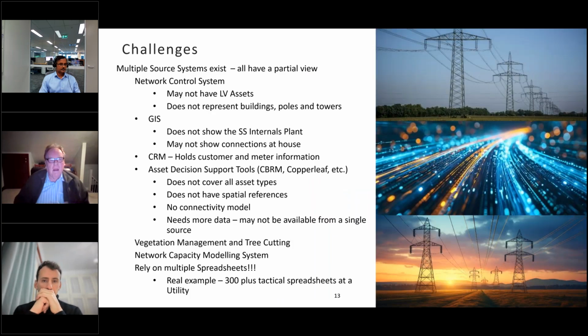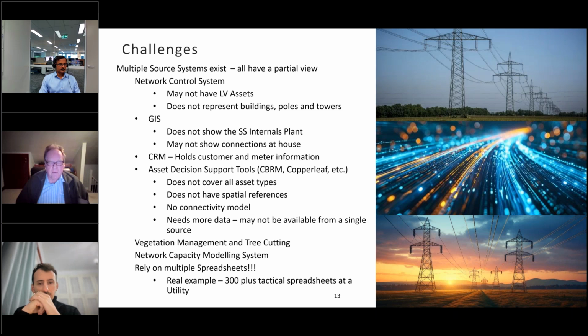So the challenge, they've got many systems. Every time we go into a utility, we see a plethora of systems. They may have a network control system. The network control system may not be complete. For example, some of the utilities I worked on, they don't have low voltage assets in. The network control system doesn't hold things like the buildings, the poles, and the towers, or the pump stations.